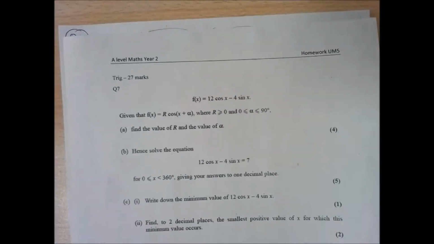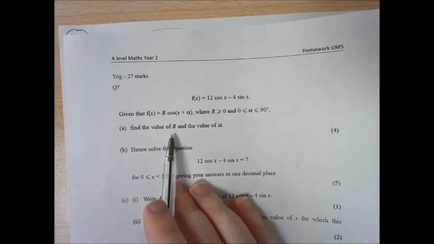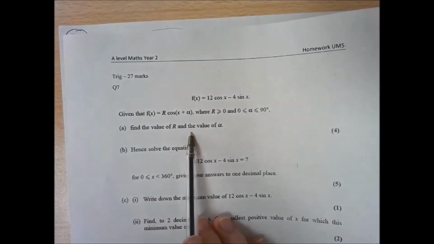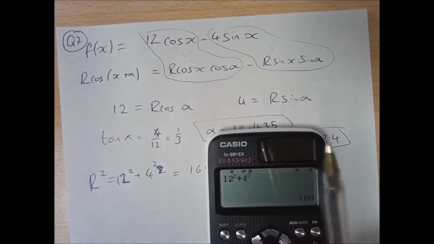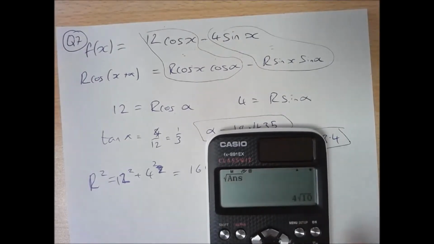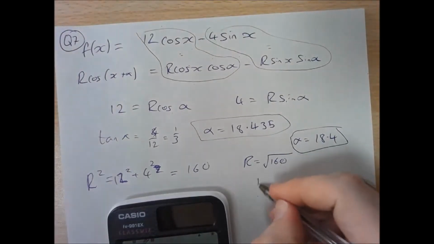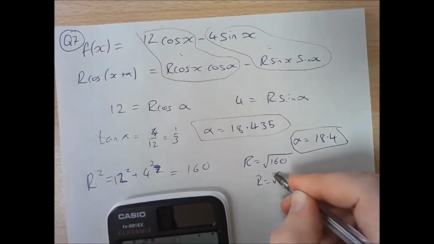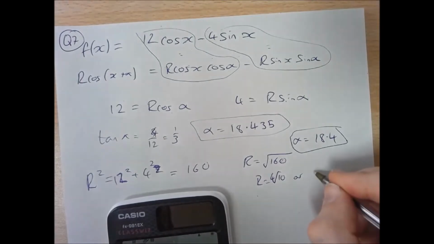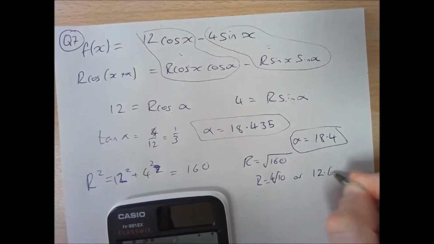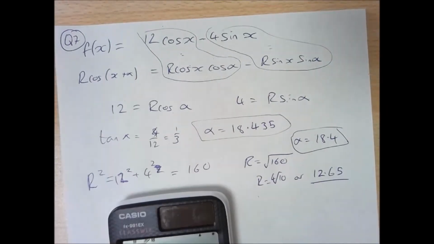We're just going to have a very quick look if we're asked to give r in any particular form. They've not said it as a surd, so we can do square root of the answer, and we can give it as 4 root 10, or we could give it as 12.65 if you wanted. I'm going to use 4 root 10 because it's accurate for the entire rest of the question.